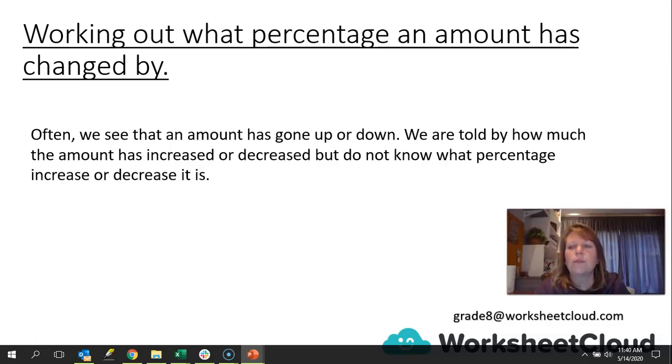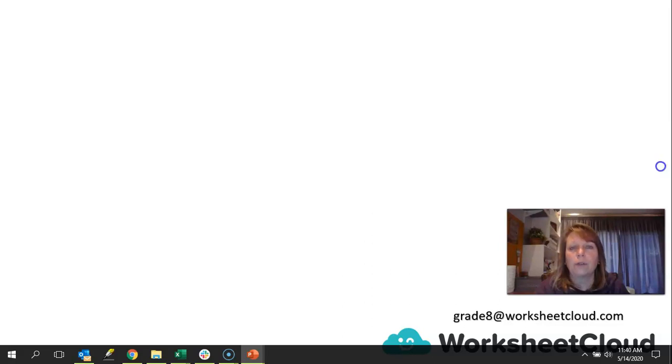So let's see. It says often we see that an amount has gone up or down. We are told by how much the amount has increased or decreased, but we do not know what percentage increase or decrease it is. And it doesn't only relate to something that you are buying. If you're working out how many people went to visit a place this year as opposed to last year, then you can work out the difference and work out the percentage. But let's have a look at how we do this.